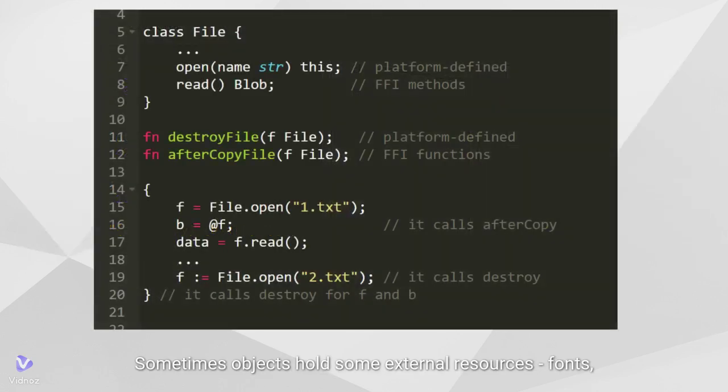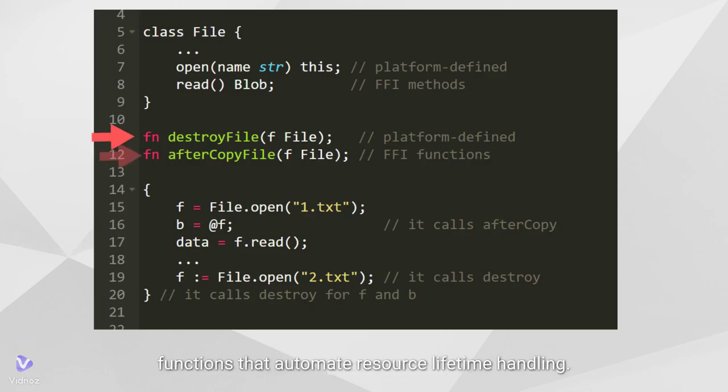Sometimes objects hold some external resources: fonts, sockets, file handles. Argentum allows defining after-copy and destroy functions that automate resource lifetime handling.